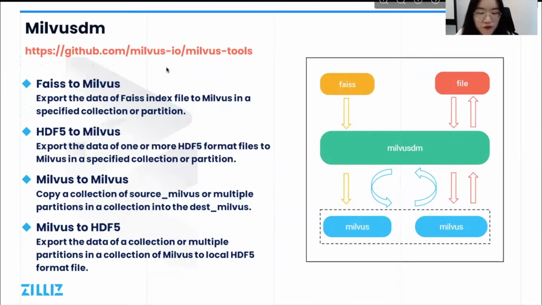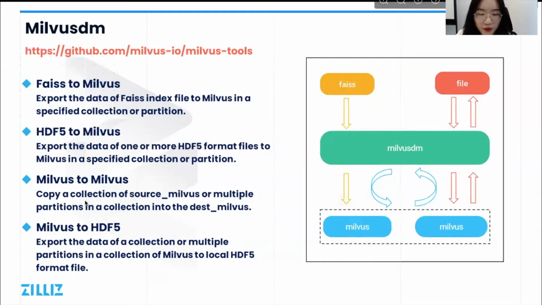Milvusdm supports four features. Faiss to Milvus: it supports importing the data of a Faiss index file to Milvus in a specific collection or partition. HDF to Milvus: it can import the data of one or more HDF format files to Milvus in a specific collection or partition.